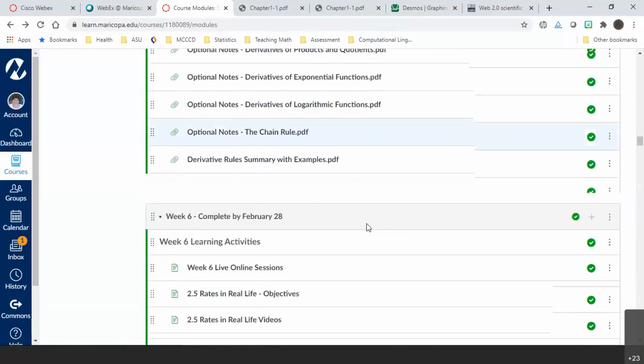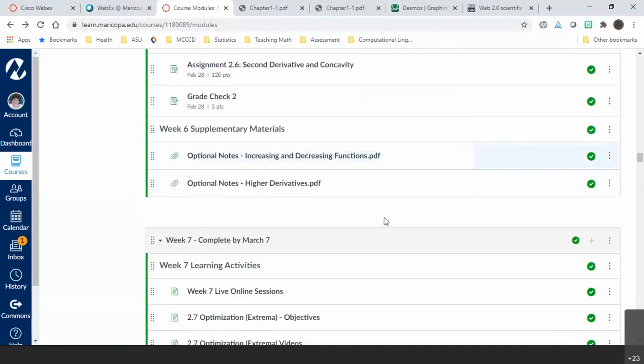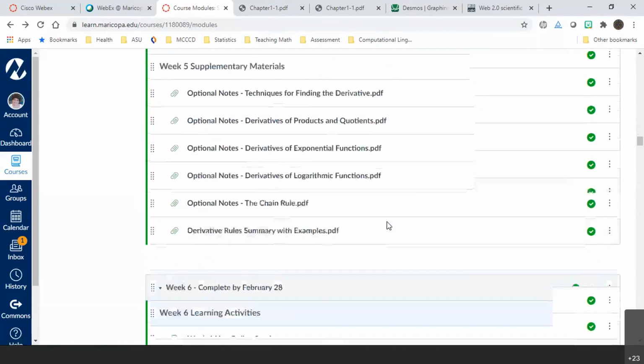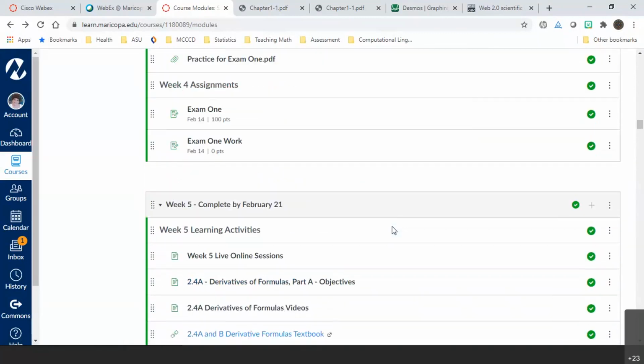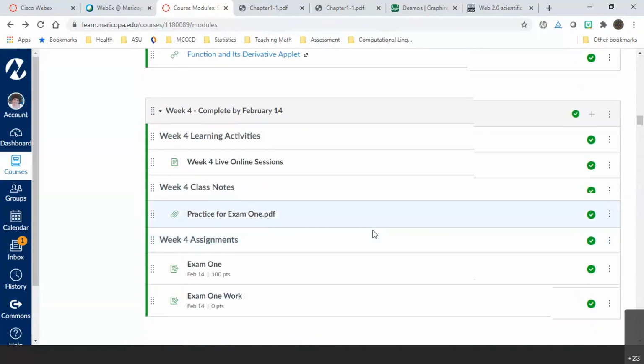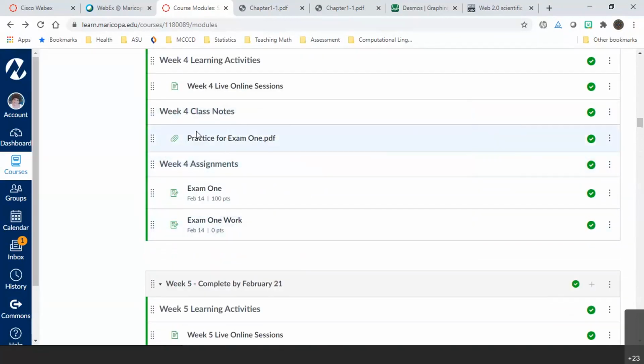I'm going to scroll on down to our first exam. Let's see where that is. I think it's probably around week 4. Here it is. So week 4, we're going to be doing practice for the exam. And then there is an exam here that you're going to get one shot at. But please do work. There's plenty of time to do the exam. Don't worry about being rushed.